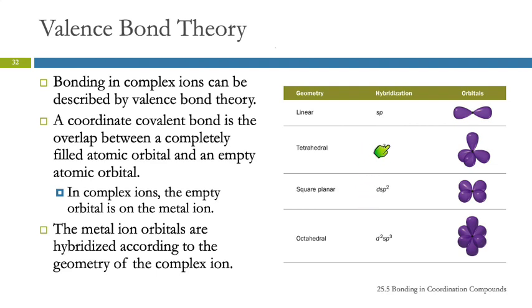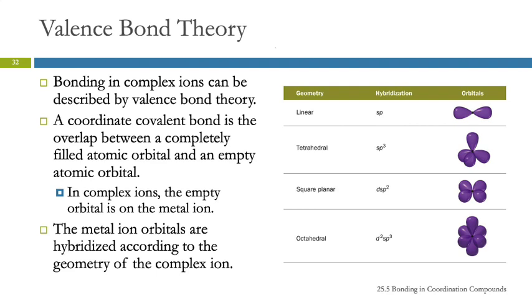Because if you use the sp3, you're going to get a tetrahedron because of the arrangement of those orbitals. If you use a d orbital instead of one of the p orbitals, then you'll get this. And then this is the same as in Chem 1A, except we called it sp3d2.